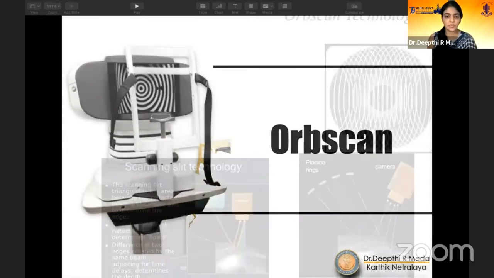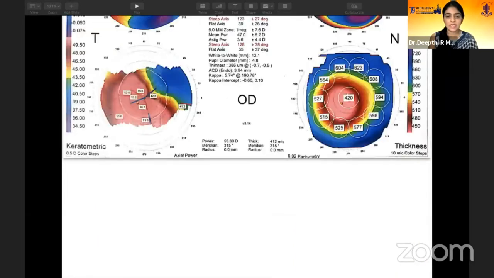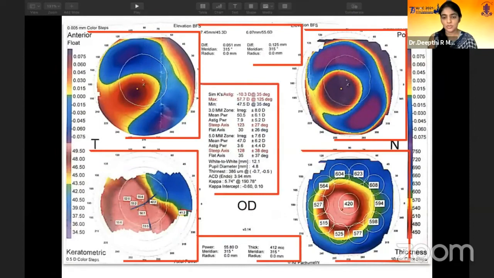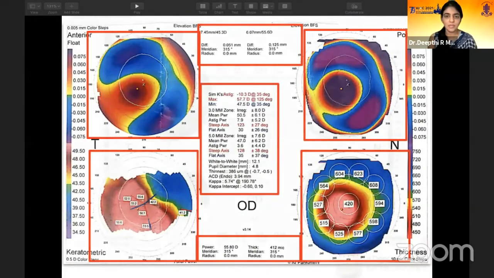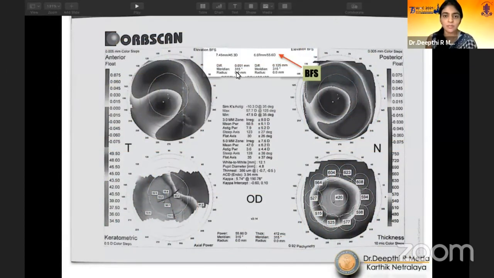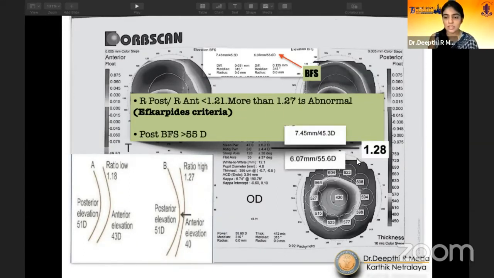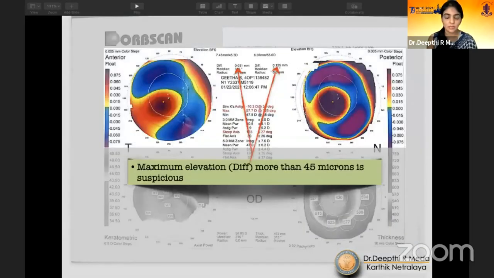There are a few differences between each of the machines. So OPD-Scan has a combination of Placido and a scanning slit, and this is a typical printout. So this was very popular before the Pentacam. So let us go through a few parameters. So the top part shows the best fit sphere. So if the ratio between anterior and posterior surface is more than 1.21, then it's a red flag sign. Also look at the steepness of the BFS. So if it is more than 55 diopters, again, that is something you need to look out for. So I've done the math in this case and it's 1.28, which is certainly abnormal.